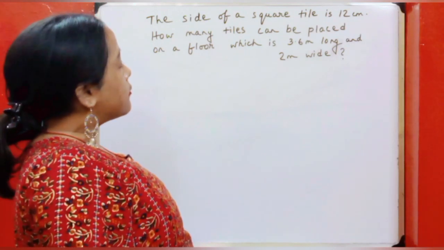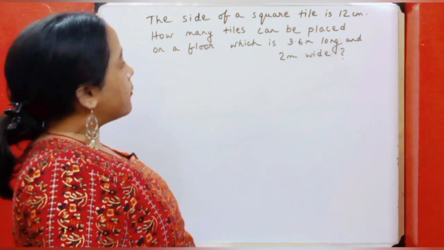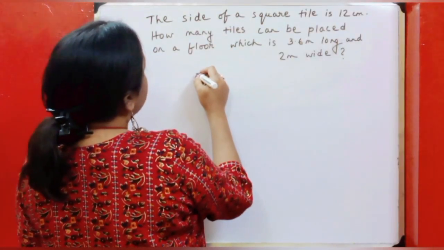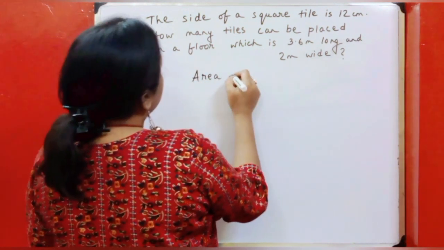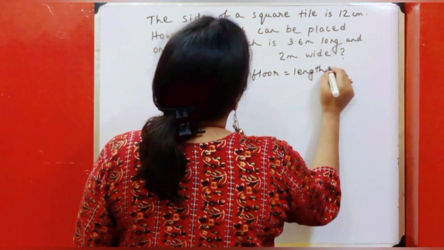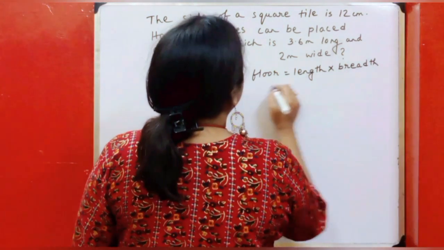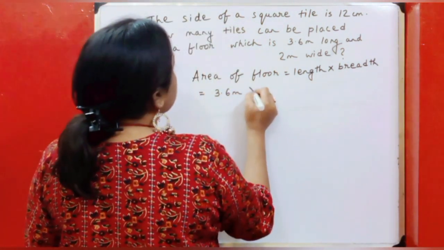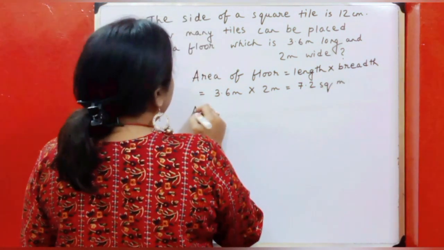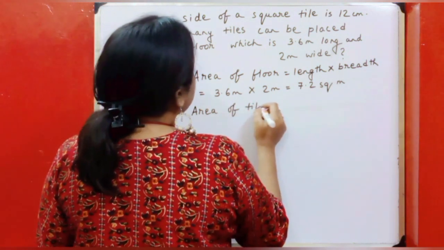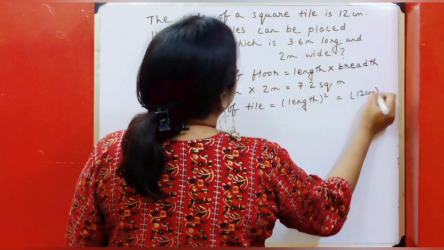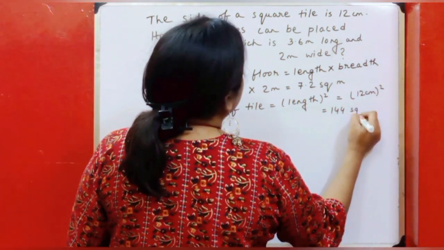The side of a square tile is 12 centimeter. How many tiles can be placed on a floor which is 3.6 meter long and 2 meter wide? Area of floor is equal to length multiplied by breadth. So it's like 3.6 meter multiplied by 2 meter. So it's 7.2 square meter. Now area of tile. Now it's a square. So the formula is length square. So it's 12 centimeter square. So it's 144 square centimeter.